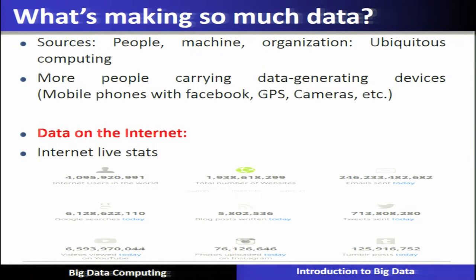Another data source which generates a huge volume of data is sensors. Sensors are normally deployed in smart city organizations, in industries, or in many places. They keep on generating time series data. And the third source is organizations. Organizations normally do transactions, offer services, and handle customer transactions; all these become a source of data, and all together this forms ubiquitous computing. The data on the internet sometimes requires analysis over live statistics, which we are going to see in this part of the lecture.